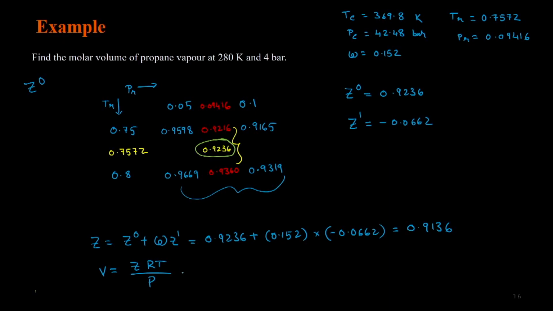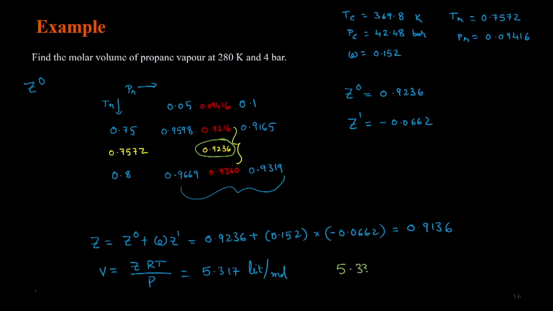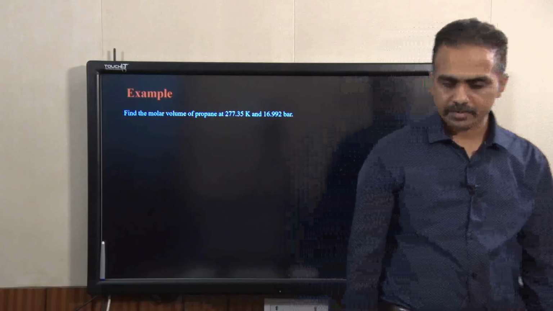Again, remember RT over P is the ideal gas value, Z is the compressibility factor, and if I simplify, what I have is 5.317 liters per mole, and it turns out the experimentally measured value for these conditions is 5.338 liters per mole. So pretty close comparison using the tables, right? So that's how I'm going to use the Lee-Kessler table to calculate molar volume and compressibility factor. Let's look at another example.